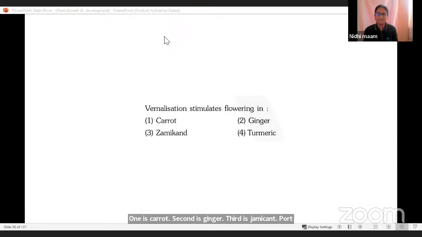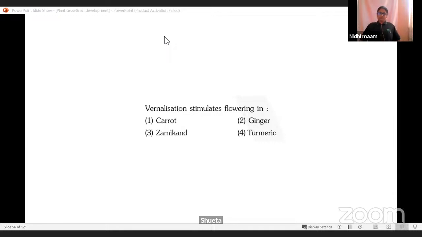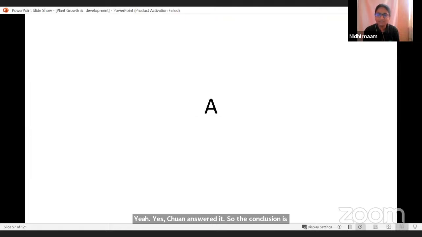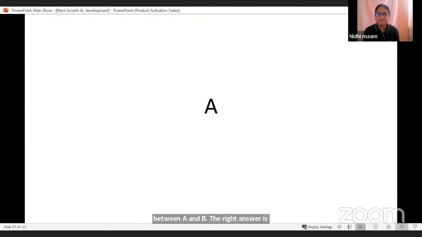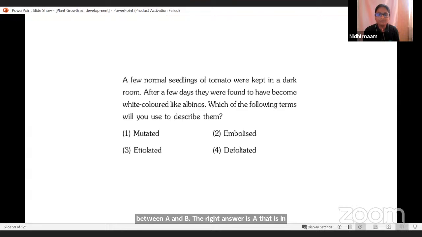Shweta, Impana answered it. Navyashri. Yashwant answered it. So the confusion is between A and B. The right answer is A, that is in carrot, vernalization stimulates the flowering.